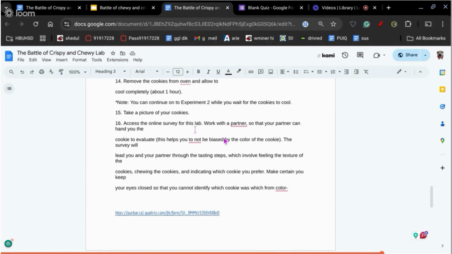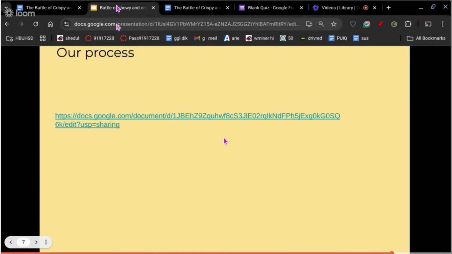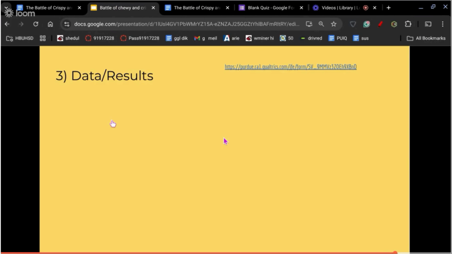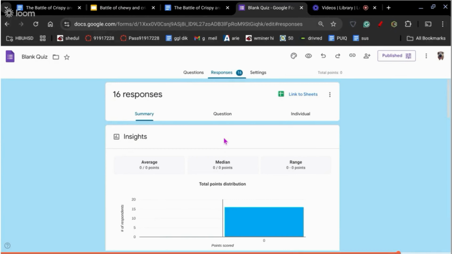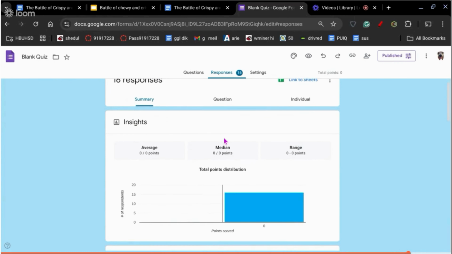And we had people access an online survey for this lab, but we made our own survey. Data and results. So, after we had the testers try out the cookies and fill out the form, these are our data and results.